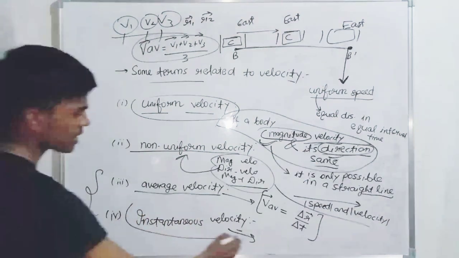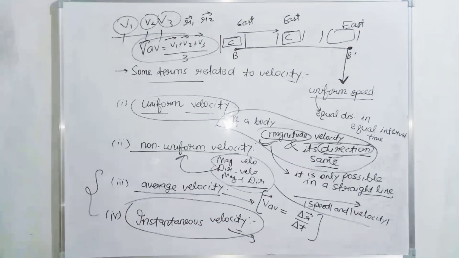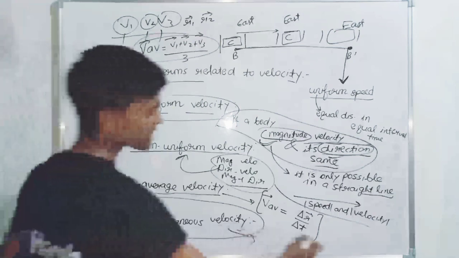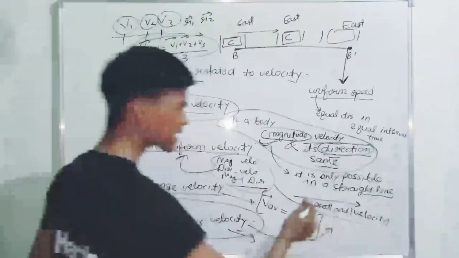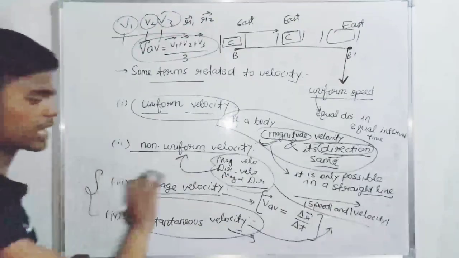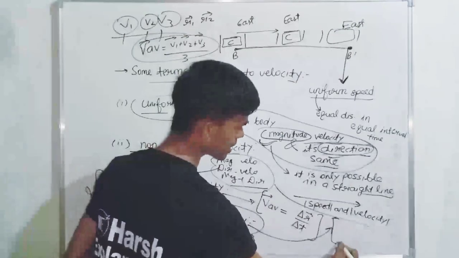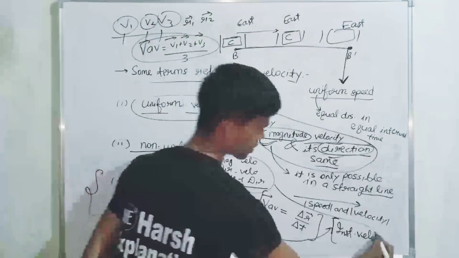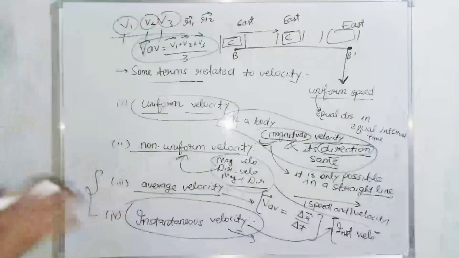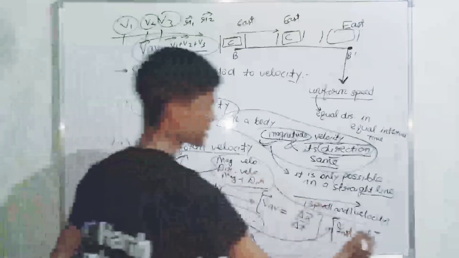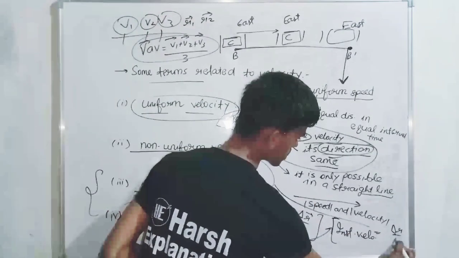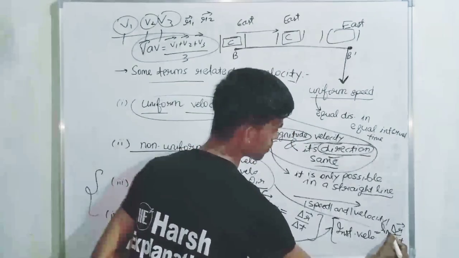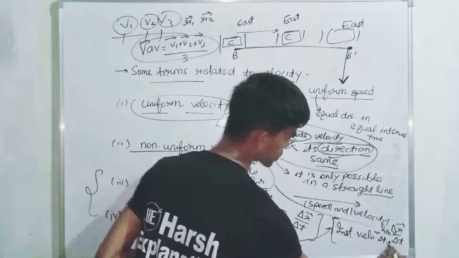Now the last thing here is the instantaneous velocity. So what is the instantaneous velocity? Instantaneous velocity is defined the same as instantaneous speed. Instantaneous velocity is defined as displacement upon time, or we can say total displacement upon total time, for which the change in time delta t tends to 0.